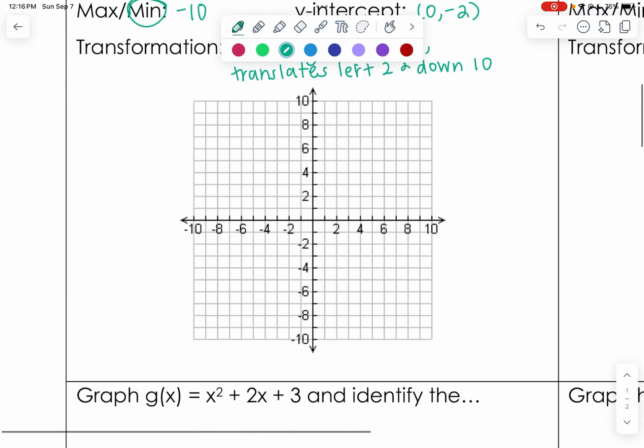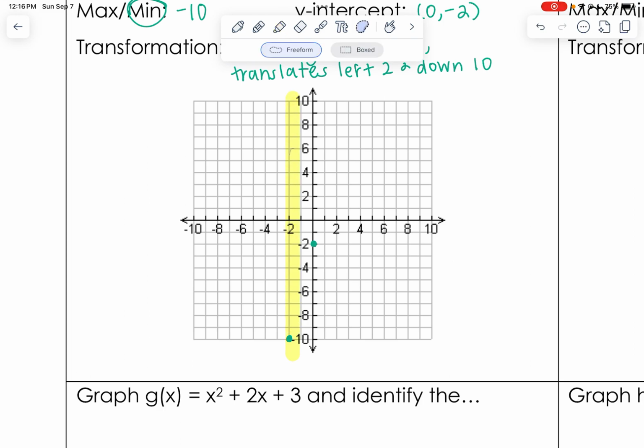So I'm going to start with my vertex, so left 2 down 10 right there, okay? I know that my y-intercept is at negative 2. And so if I have my axis of symmetry through the vertex, I can reflect that point. So like if this was 2 away, right? I'm going to go 2 and then there's my other point right there.